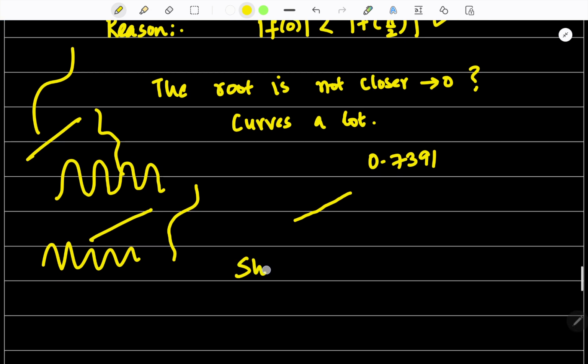So in short, if I want to say this one, what can I say? The root is not near to 0 because the function curves. It crosses 0 around 0.7391. Not at the end point with smaller absolute value of f of x. That's what I can say.